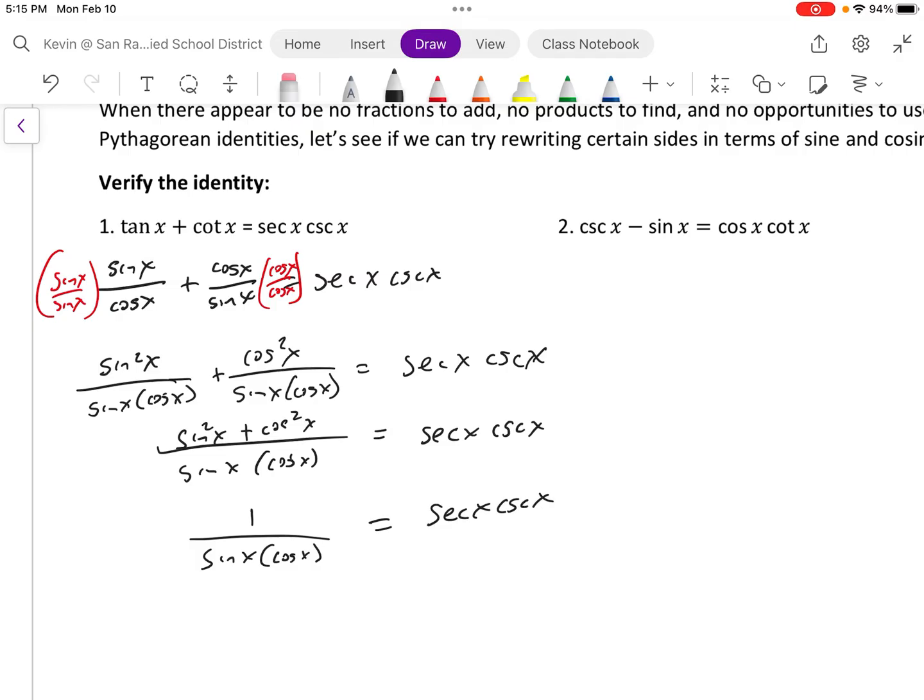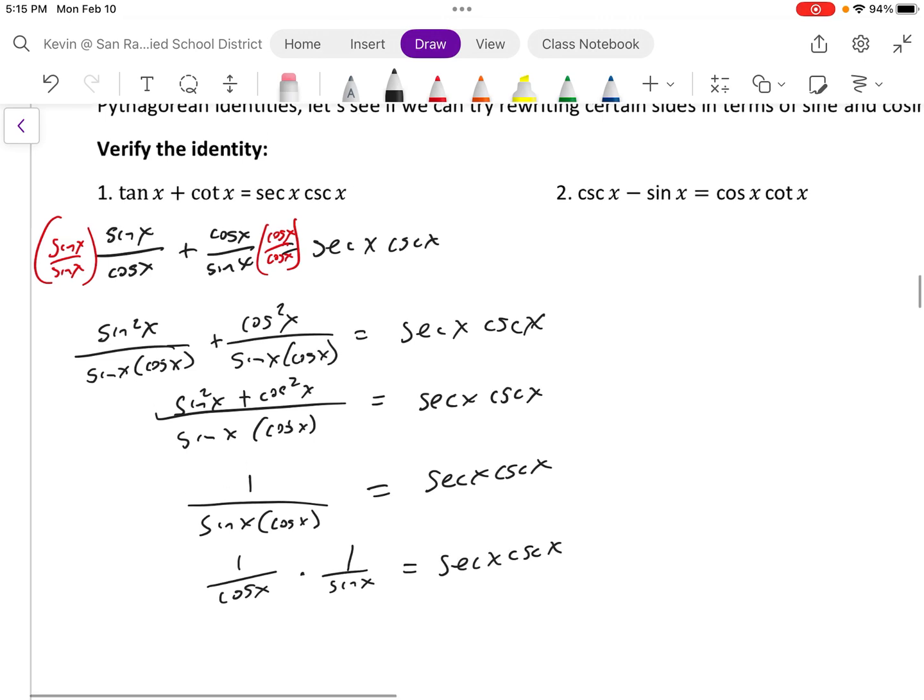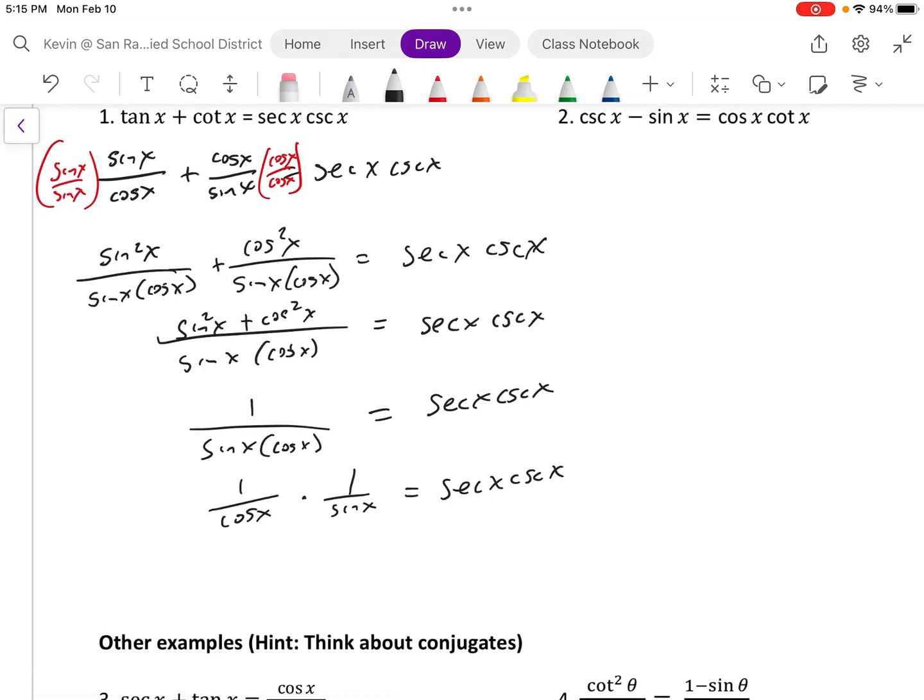Okay, it's in a little bit different order, but we just split this fraction up. So this fraction would be 1 over cosine x times 1 over sine x. And the reciprocal property tells us that 1 over cosine x equals secant x, and 1 over sine x equals cosecant x. So secant x times cosecant x. Check.